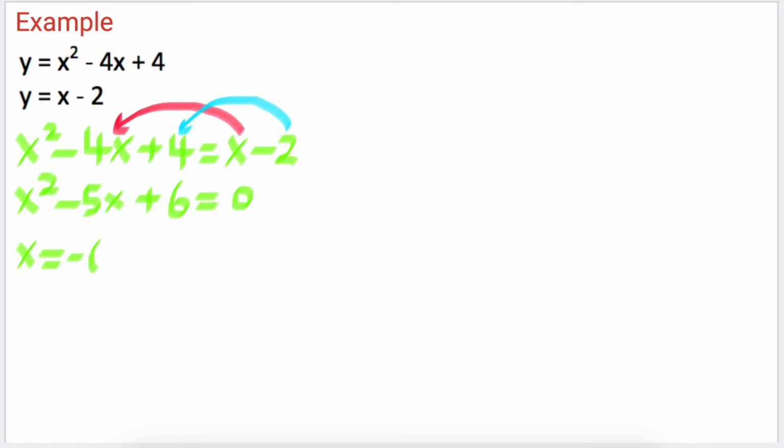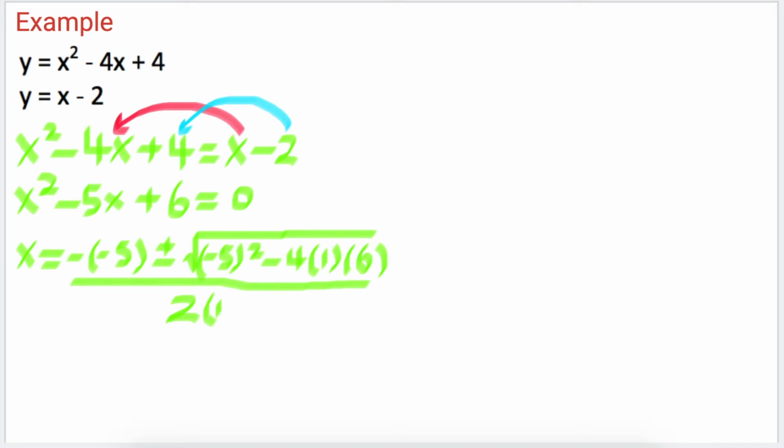X equals negative 5 plus or minus square root of negative 5 squared minus 4 times 1 times positive 6, close parentheses, divided by 2 times 1. The next step here is we're going to simplify. So the two negative signs here are going to combine to make a positive 5. And then inside the parentheses, negative 5 squared is 25. Negative 4 times 1 times 6 is negative 24. So 25 minus 24 gives you square root of 1. And in the denominator, it's a positive 2. So this means that we're going to have 5 plus or minus 1 divided by 2.